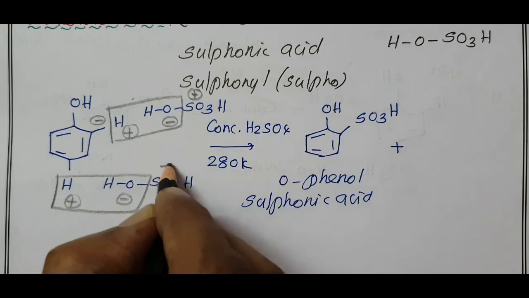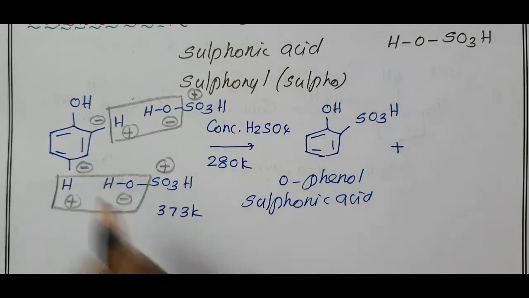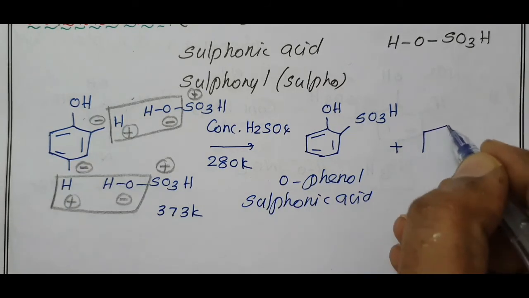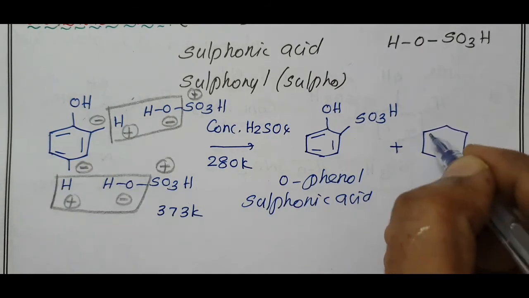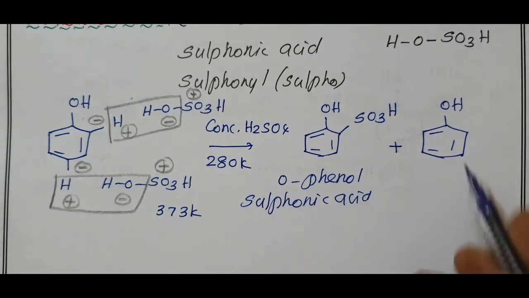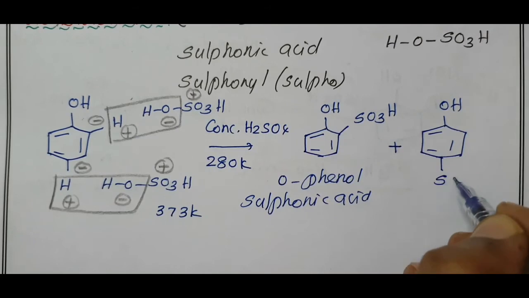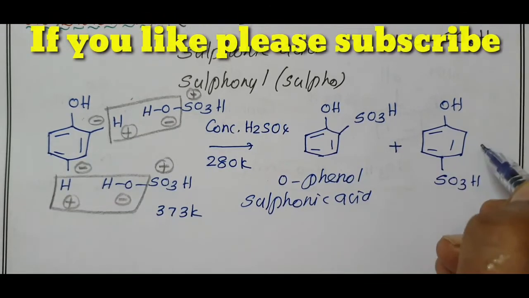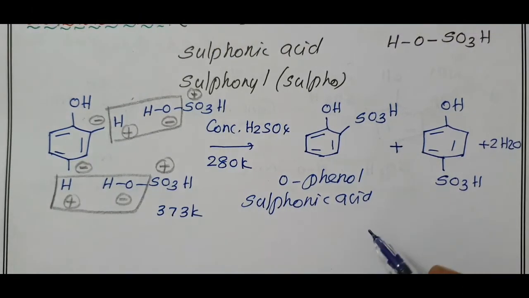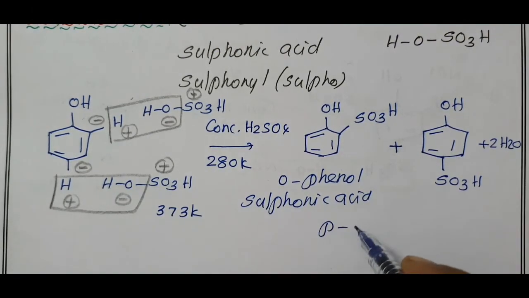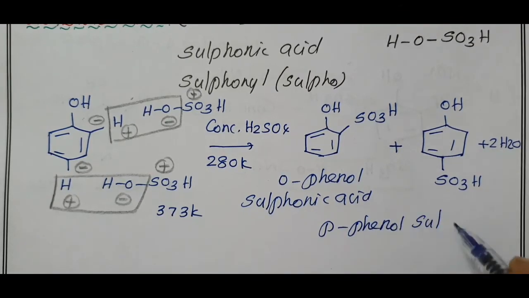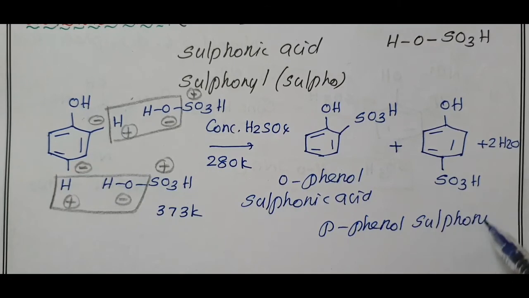This SO3H plus is added to the para carbon atom, giving our para product, C6H4OH, with one SO3H added to the para carbon atom with the loss of two molecules of water. This is para phenol sulfonic acid.